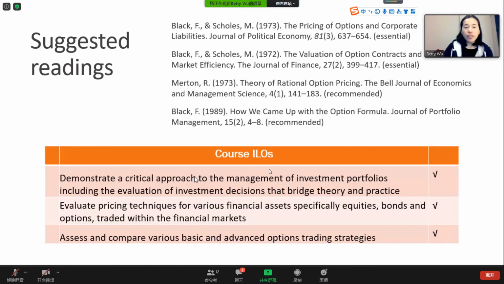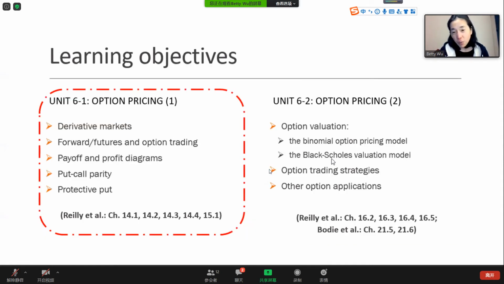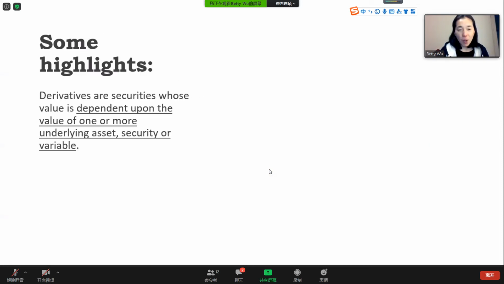And the suggested reading, these papers are actually more relevant for the next subunit. You can see that it is Black-Scholes, and also related to Black-Scholes. So again, it's all about Black-Scholes. Okay, and we will talk about that next time. But for this unit, you don't need to worry about that. Right? Okay, so some highlights.